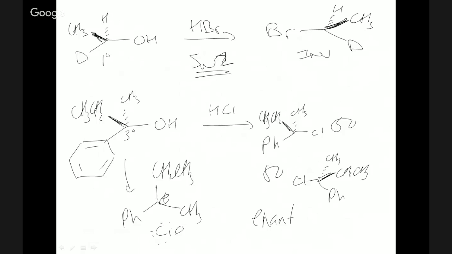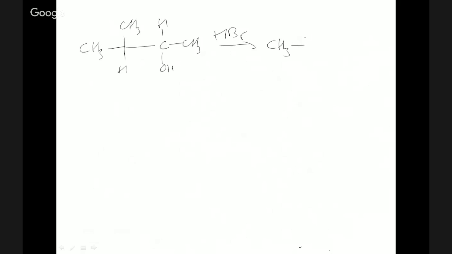You can also have a carbocation rearrangement with this SN1 process. So let's look at this reaction. We have a secondary alcohol. We're going to treat it with HBr, and we're going to get a very strange looking product offhand. Br is not on the carbon we would expect it to be on. So how do we explain this?